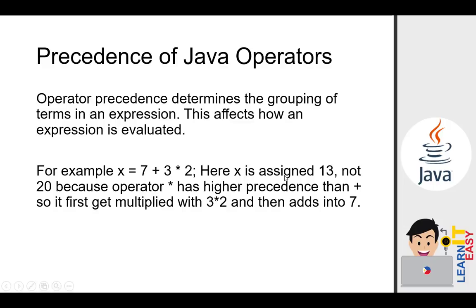Here, x is assigned the value 13 and not 20 because the operator asterisk, which is multiplication, has a higher precedence than the addition. So, it is first multiplied with 3 before you can add 7 into it. That's the common mistake of my students, no? They do not follow yung tinatawag nating precedence. Hindi ibig sabihin na naunang naisulat ang 7 plus 3 ay una na siyang ma-execute. Kailangan mo munang isolve yung multiplication bago yung addition.